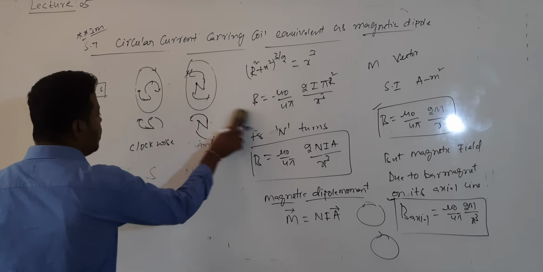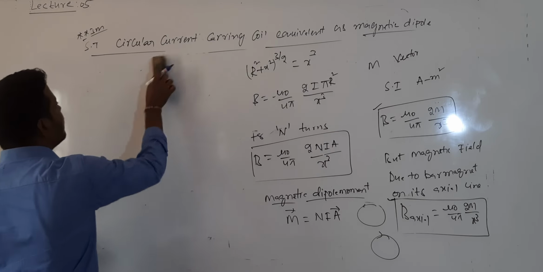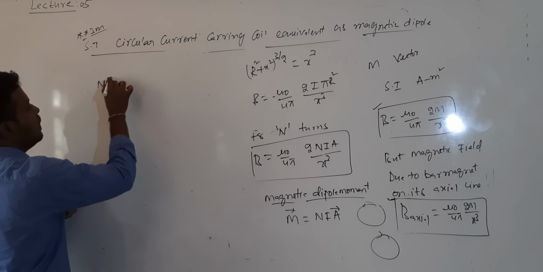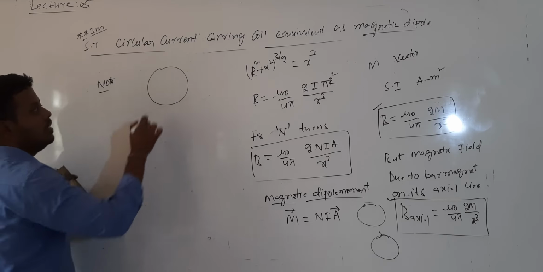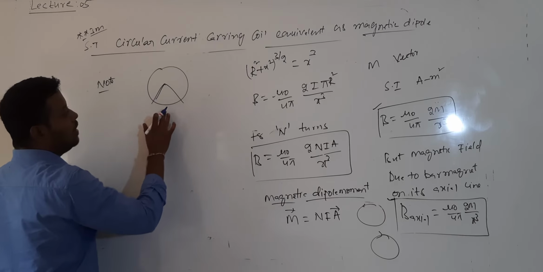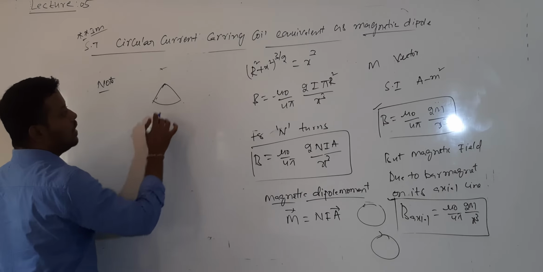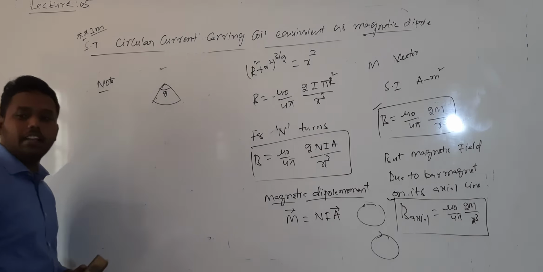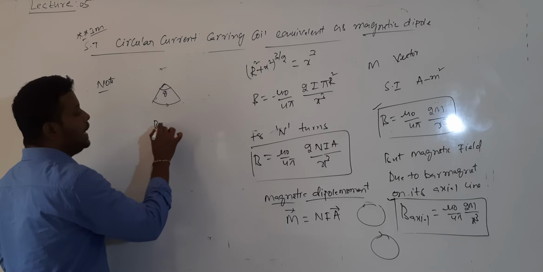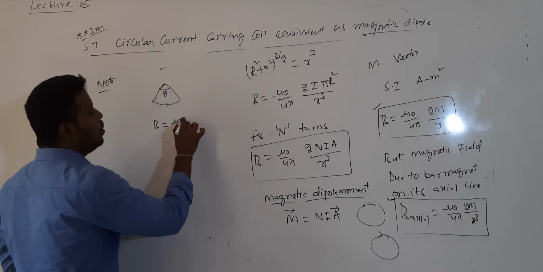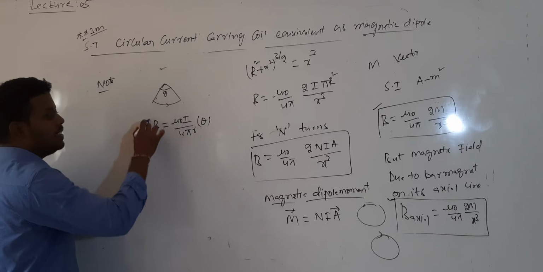Here is one important point I want to tell you. Every time the coil is a circle, that is a loop. Then consider the angle swept by the circular coil. For example, I consider one arc. Instead of giving the total circular coil, they give the current carrying loop as an arc. If this arc is making an angle theta at the center, then the magnetic field at the center is given by the formula mu naught I divided by 4 pi r into theta. This is a general formula.